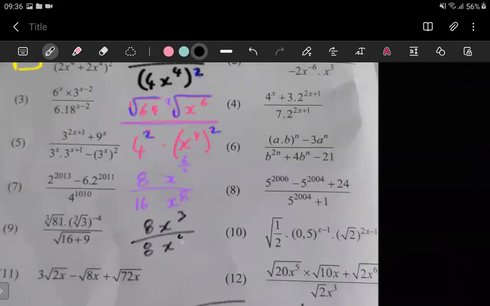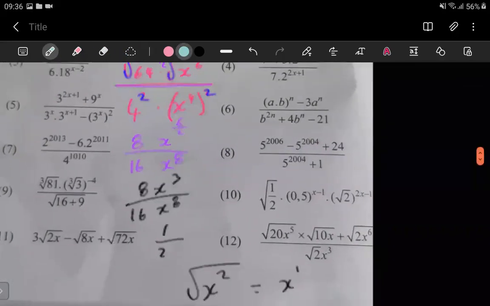Yeah, and then here, 8 over 16, that's a half. And then 3 minus 6, that's going to give you a minus something. But that means 3 here cancels 3 at the bottom. So you have x to the power 5 at the bottom.